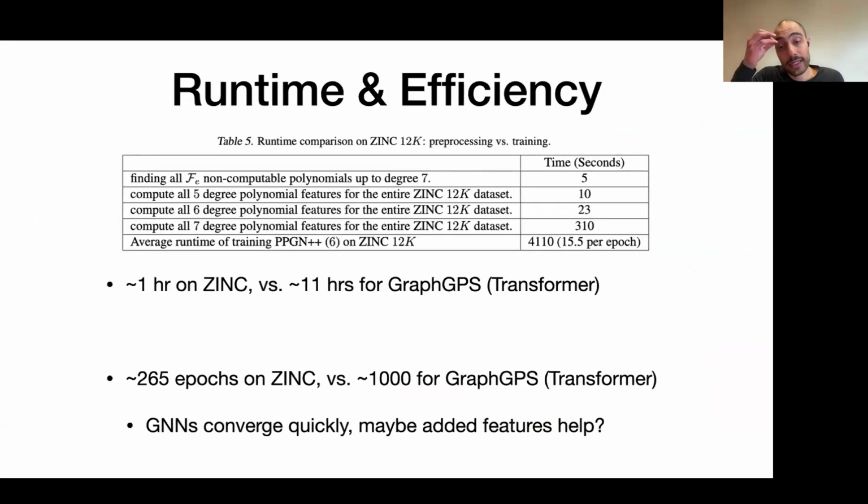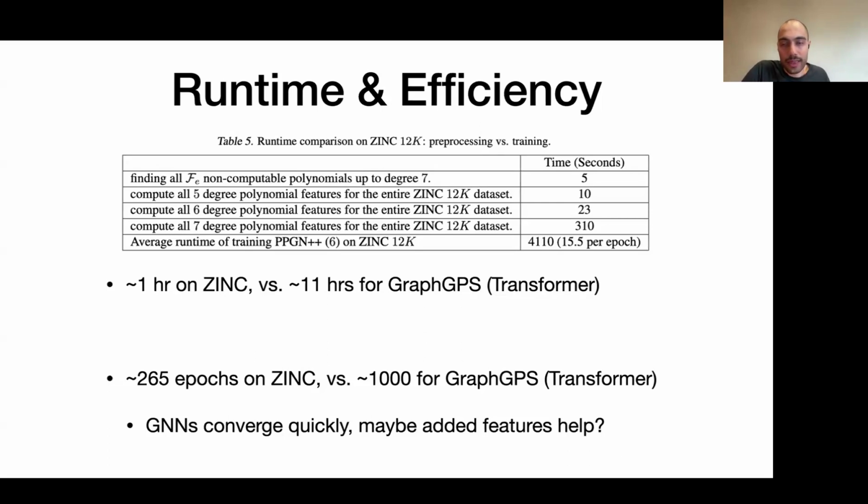I will say that this procedure may seem expensive, but it's actually much faster than previous state-of-the-art models. So GraphGPS is a graph transformer model, which I've been told is very expensive, meaning it takes a long time to train and to run. And this is an order of magnitude faster than this, and it achieves similar results to GraphGPS.